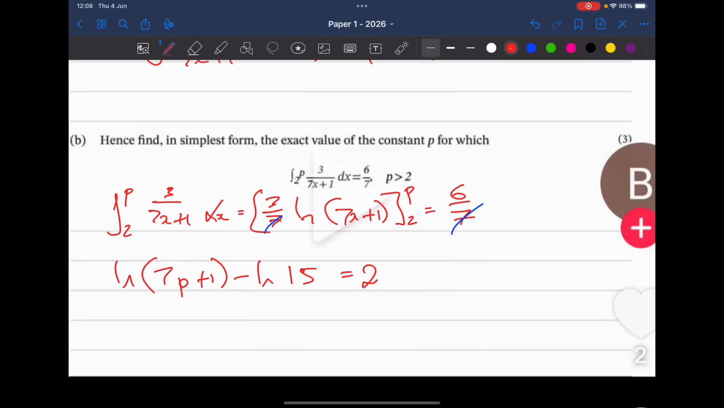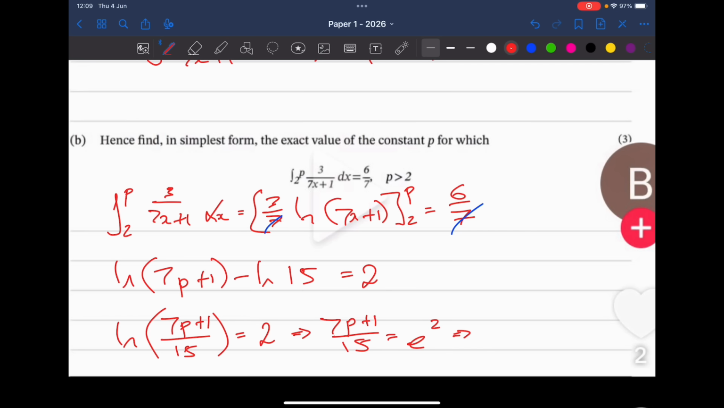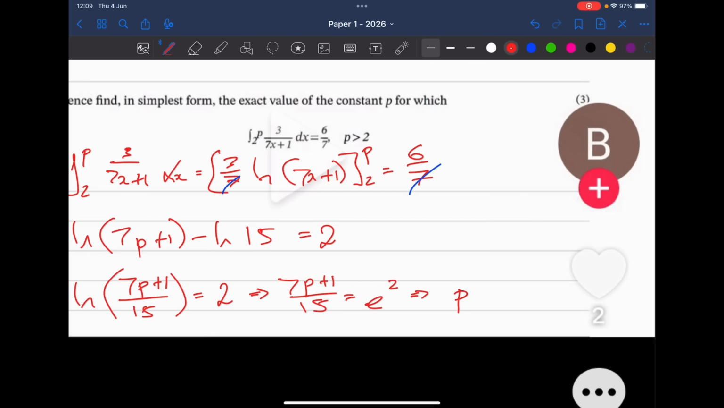So we have that. Let's combine the left-hand side into one single logarithm. So we've got the natural log of (7p plus 1) over 15 is all equal to 2. And then let's raise both sides to the power of e. So (7p plus 1) over 15 equals e squared. And then rearranging this for p, what we have is that p is (15e squared minus 1) over 7.